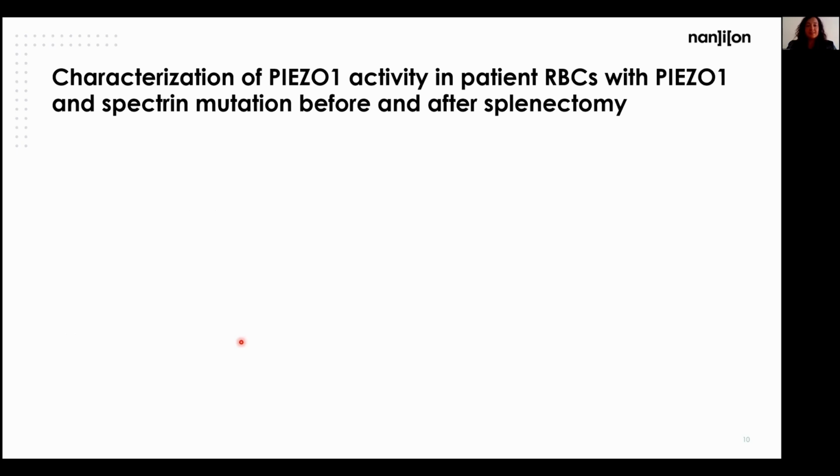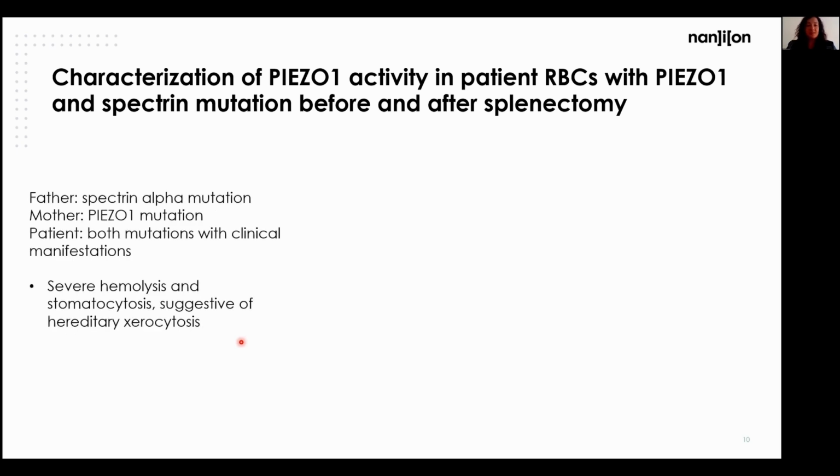So now we'll move on to the next result section. We have a family case: the father with the alpha spectrin mutation, the mother with the Piezo1 mutation, and the patient, the daughter, with both mutations and clinical manifestation, while the parents do not have any clinical symptoms. We have severe hemolysis and stomatocytosis, both suggestive of hereditary xerocytosis.